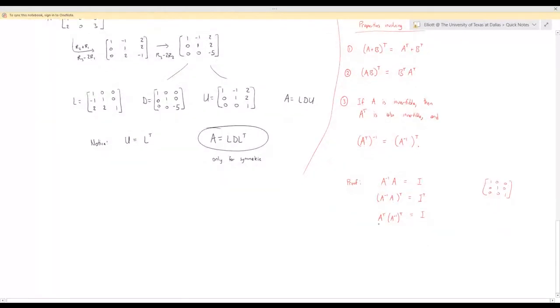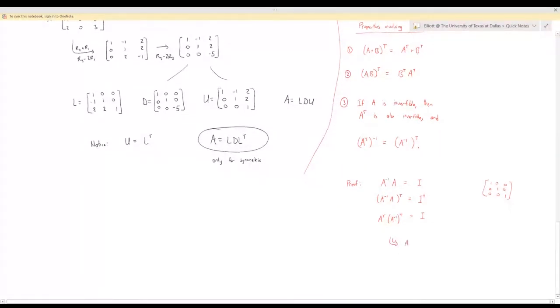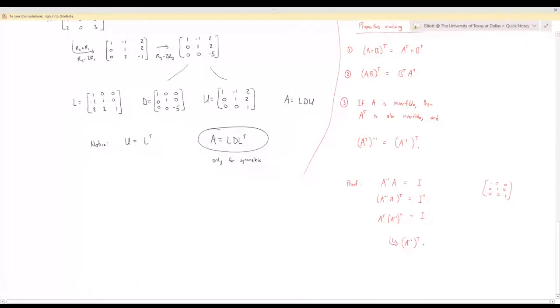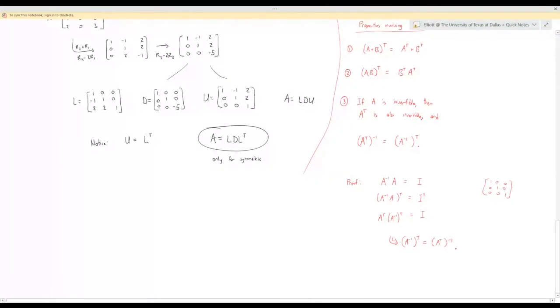All right, but now, since we have two matrices which multiply to be the identity, that means that these matrices must be each other's inverses. So in particular, A inverse transpose must be the inverse of A transpose. So that's the proof of that property there, okay?